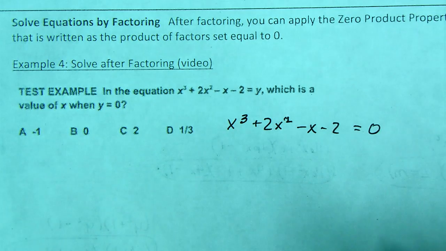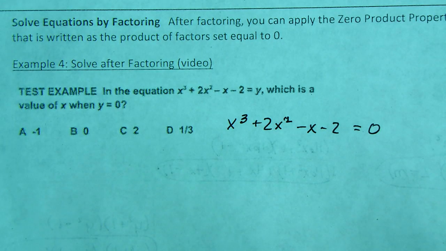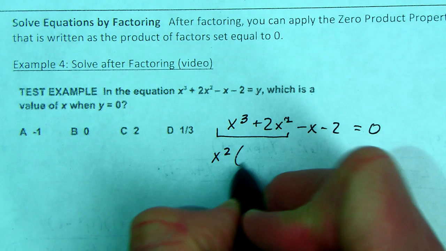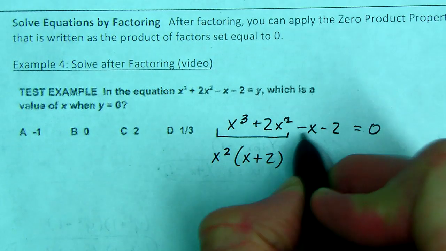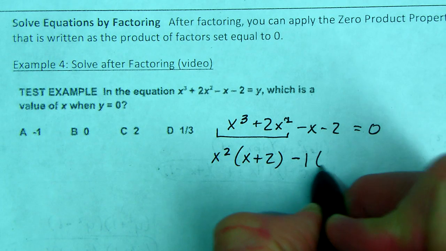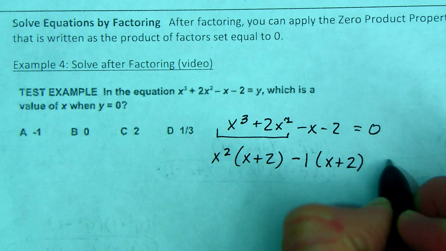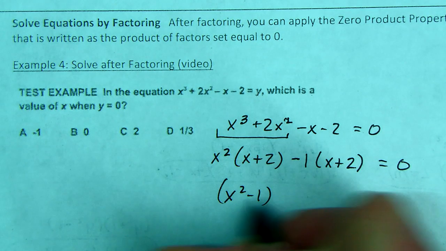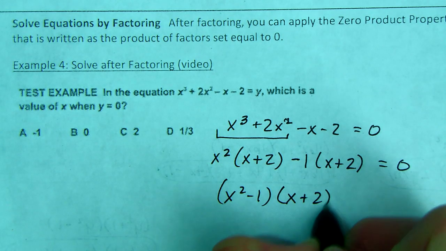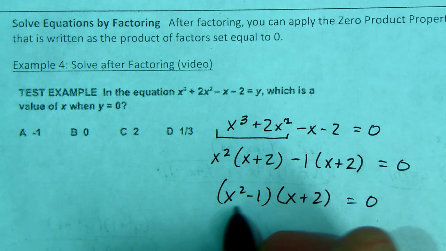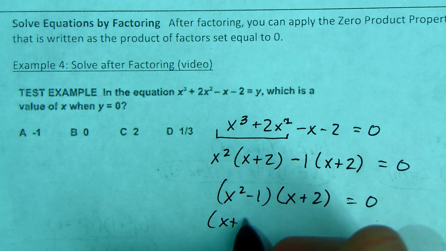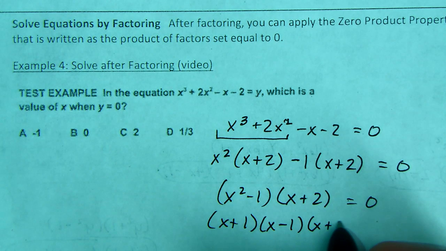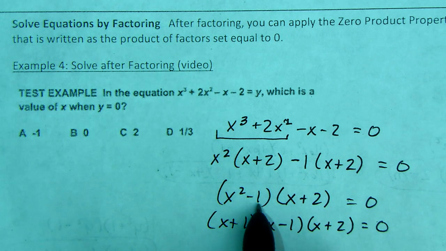So take out an x squared, I get x plus 2. Take out a negative 1, I get x plus 2. So I can group x squared minus 1 times x plus 2. Wait a minute. x plus 1, x minus 1. I know when I was first learning to do the difference of squares, I would always forget that 1 is a perfect square. But after a while, you'll go, ooh, 1, I can do that again, and you'll figure that out.